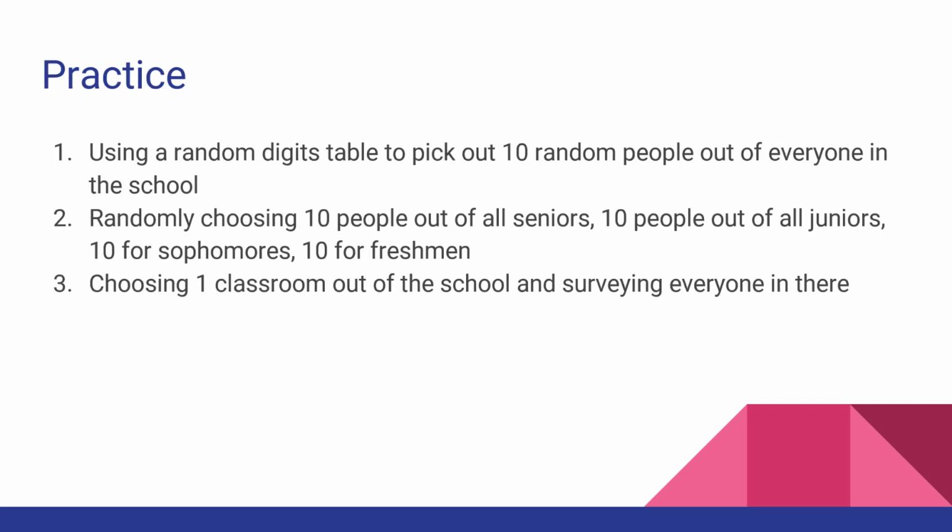So some quick practice on that. Our first one is using a random digits table to pick out 10 people out of everyone in the school, 10 random people. Because I did not mention groups or anything of that sort, this one would be an SRS. We also used a random digits table, so that would make everyone equally likely. Next, we have randomly choosing 10 people out of all seniors, 10 people out of all juniors, 10 out of all sophomores, and 10 out of all freshmen in a school.